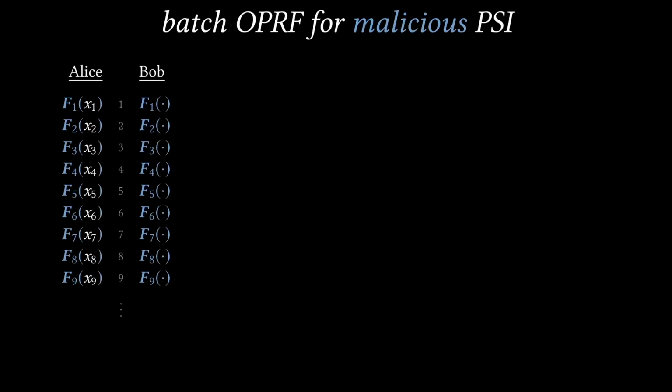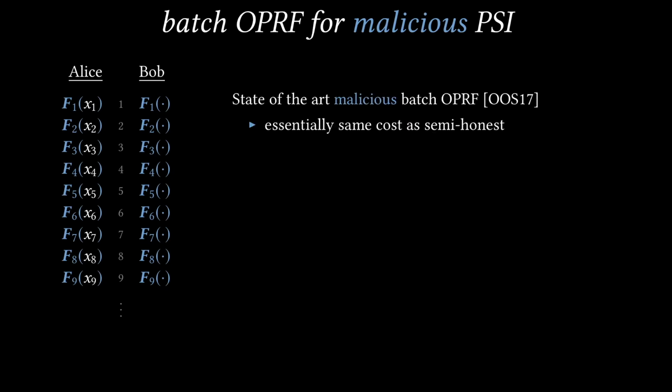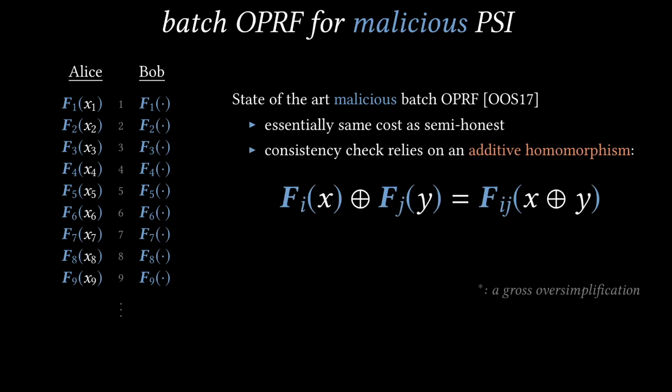Now I'm going to talk about how we overcome this problem. Remember that batch OPRF is the main building block of the semi-honest PSI protocol. If we want malicious PSI, we will certainly need malicious secure batch OPRF. The state-of-the-art protocol is due to Orrù, Orsini, and Scholl. Fortunately for us, it's essentially as efficient as the semi-honest batch OPRF. It achieves malicious security using a consistency check, which takes advantage of a homomorphism property.